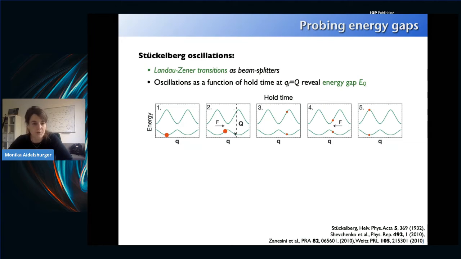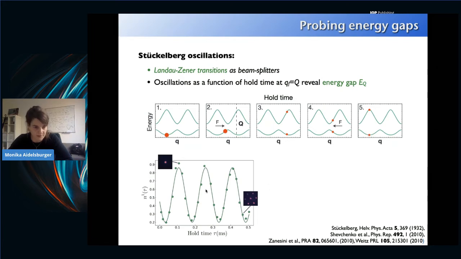And then we move it up to a certain point, capital Q, where we introduce a certain hold time that is variable. Then we hold there for a certain amount of time and close the interferometer again by moving back. So we reverse the direction of the force, we mix the levels again, and then we measure as a function of time the fraction of atoms that ends up in the lowest band. And if we do that, we find this oscillation, and the frequency of this oscillation then directly determines the energy gap difference between the 2 bands.